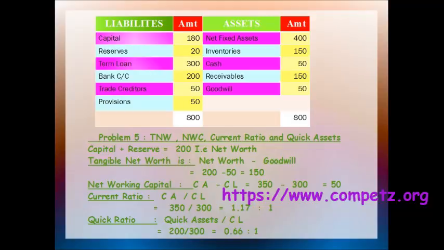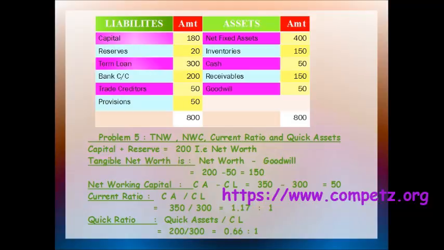Next ratio comes your current ratio. In current ratio, the formula is current assets divided by current liabilities. What are current assets? We have just calculated 350 divided by 300 is equal to 1.17 is to 1. Then comes your quick ratio, which is equal to quick assets divided by current liabilities, also known as quick liabilities.